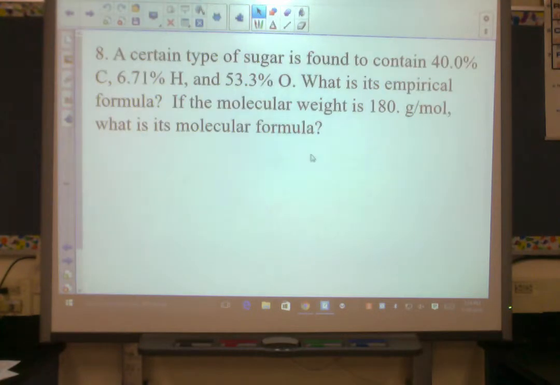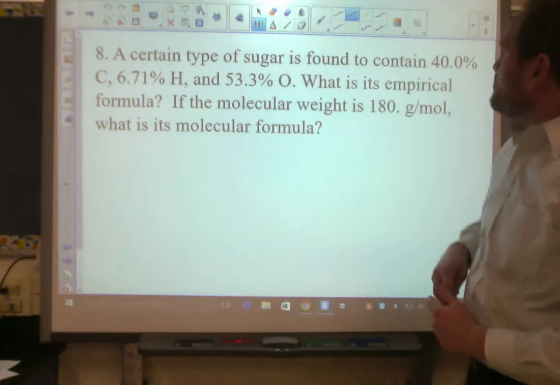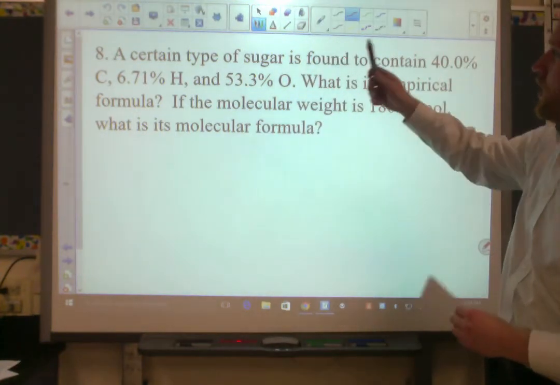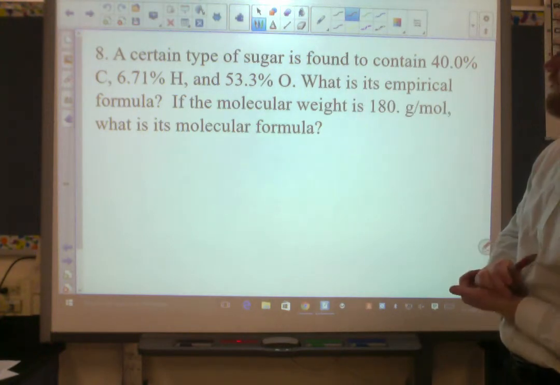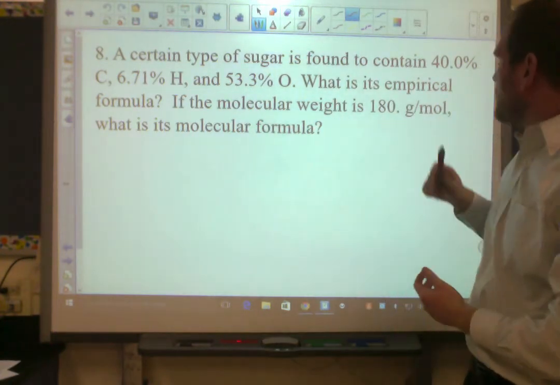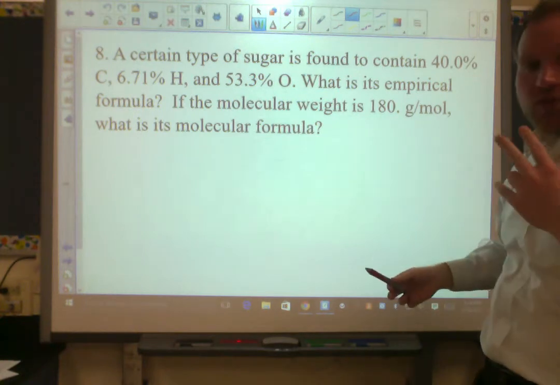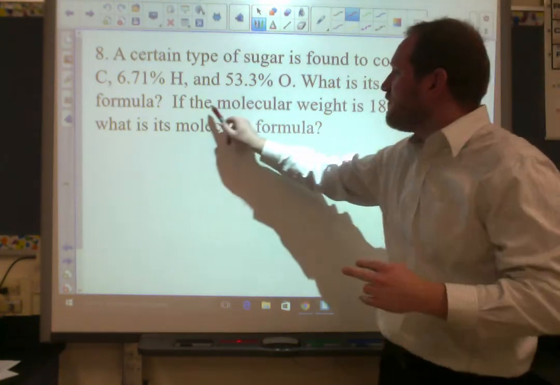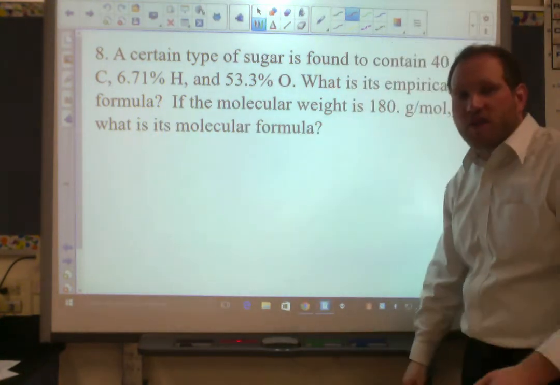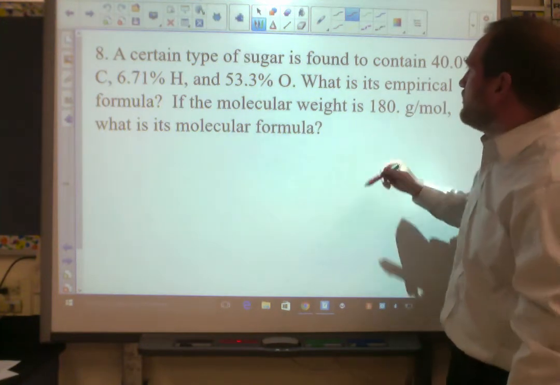Question 8. Empirical molecular. A certain type of sugar is found to contain this percent carbon, hydrogen, oxygen. What's the empirical formula? If the molecular weight is 180, what's the molecular formula? Now these are two separate questions. Let's hold off on the molecular formula because in order to solve that, you need the empirical. So let's get the empirical first.